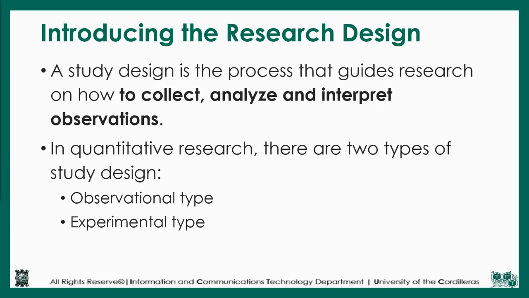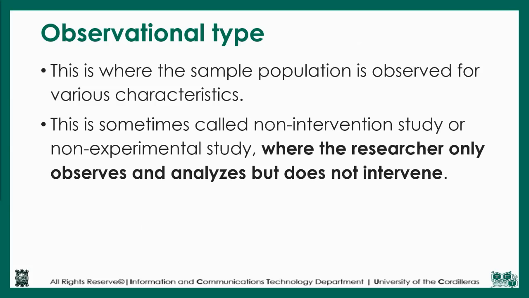So in quantitative research, there are two types of study design. We have observational type and the experimental type. So let us look at the observational type first. This is where the sample population is observed for various characteristics. As the name suggests, you are simply observing. This is sometimes called non-intervention study or non-experimental study. Why? Because the researcher only observes and does not intervene.